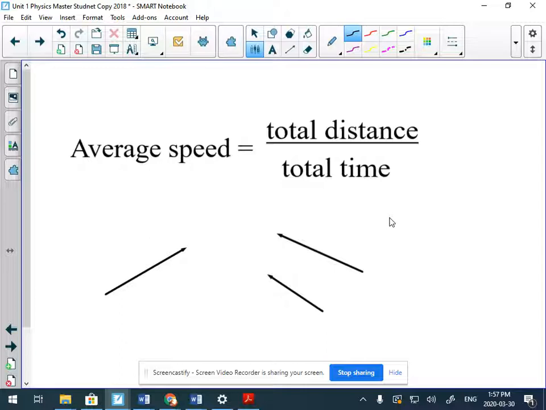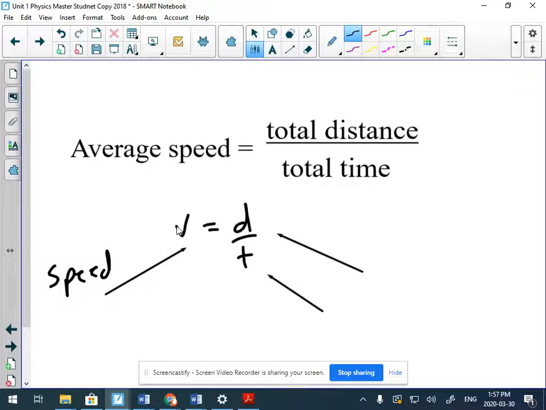Okay, so average speed looks like this. The formula is V is equal to D over T. V is speed. You might be like, how come V is speed and speed starts with an S? Don't ask too many questions. That's how they come and get you.